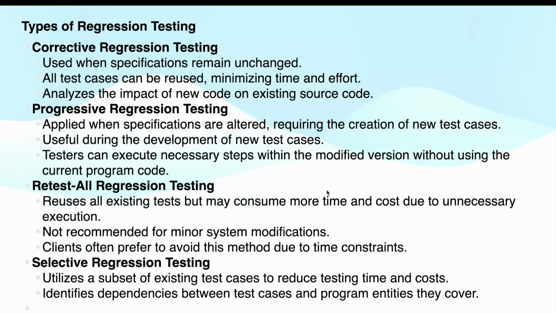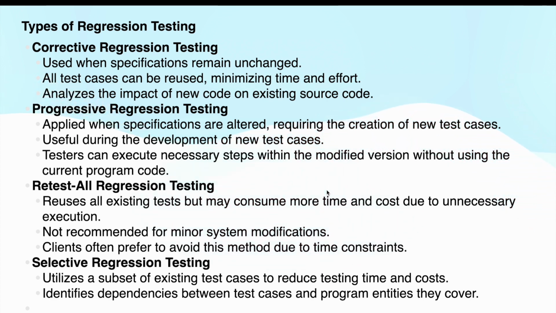Next is selective regression testing. This method of software testing utilizes a subset of existing test cases to reduce testing time and cost. Its objective is to identify dependency between test cases and the program entities they cover. Selective regression testing follows these steps.